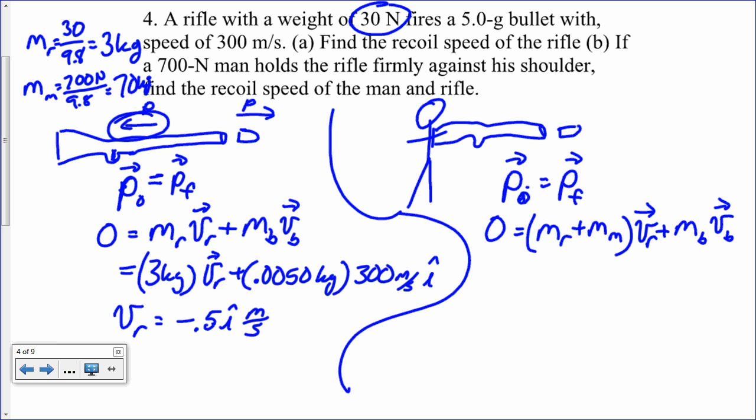All right, so I can put in my numbers here. I have 0. The mass of the rifle plus the mass of the man is 73 kilograms times the velocity of the rifle.